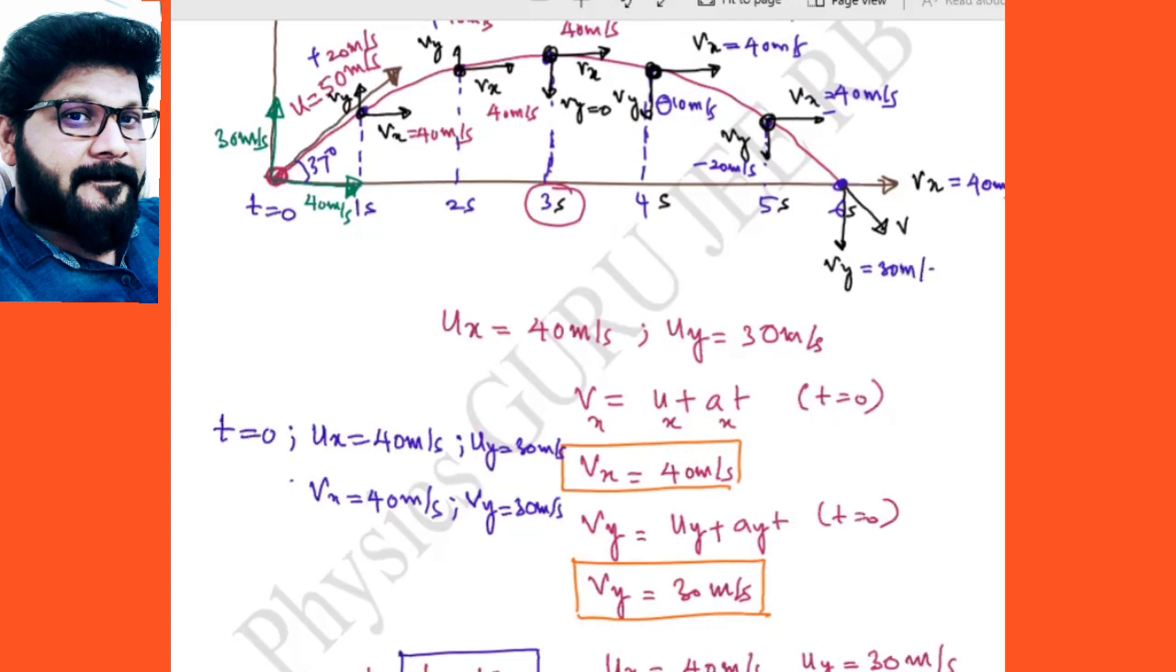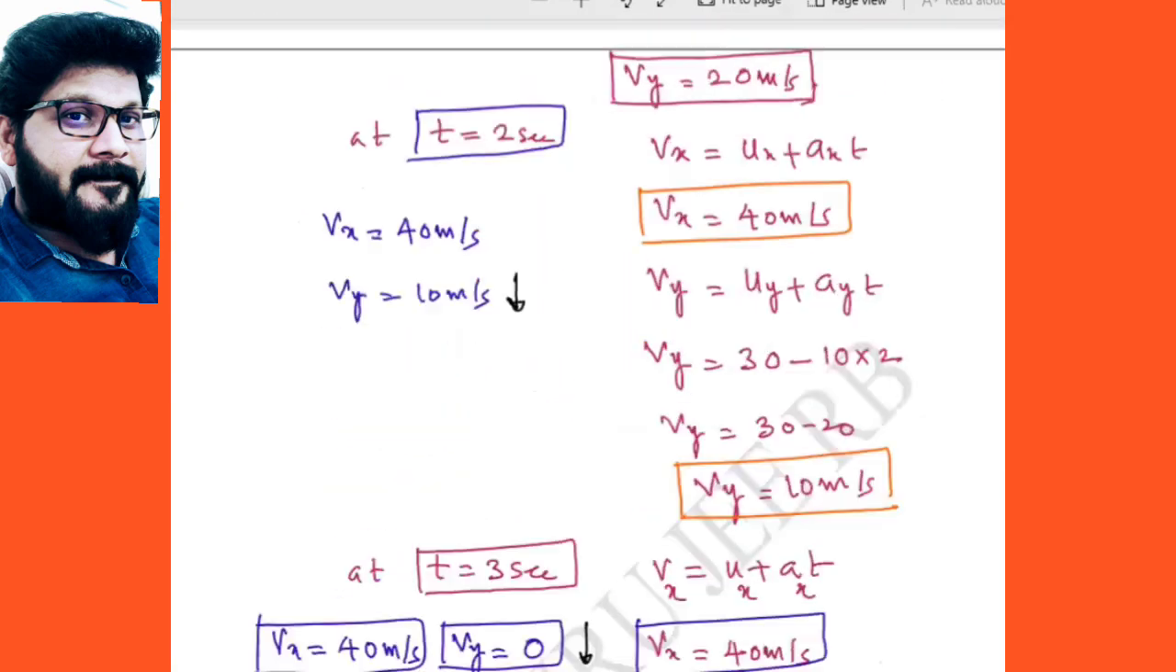When you observe carefully, the initial velocity in the y direction is upward and the final velocity is downward, right? That means it is reaching the ground. It is reaching the ground. Now, what is the conclusion here? Initial velocity, right?